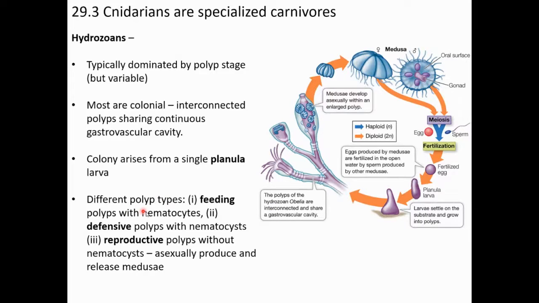And there can be specialization of different polyp types. Some feeding types with nematocysts, those stinging parts of the cnidocytes, and defensive ones, and then also some that do not have nematocysts or cnidocytes that are reproductive polyps. Okay.